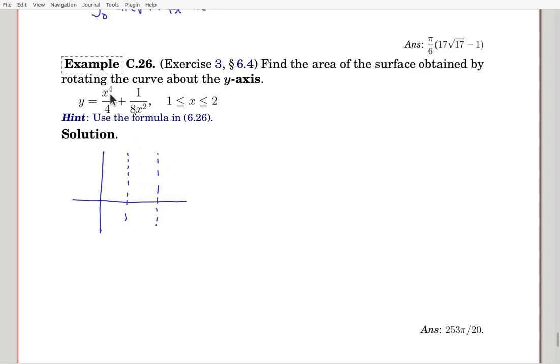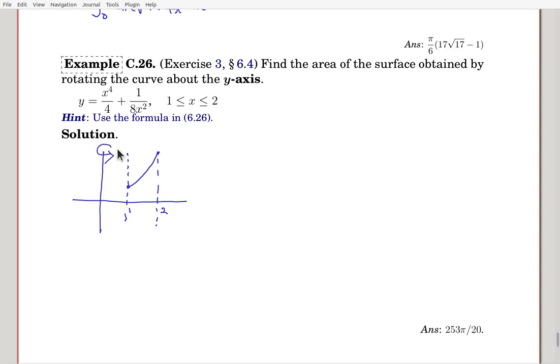We don't know exactly how the curve is made, but when x is 1, the value is 1 over 4 plus 1 over 8, so we have a point there. Once x is 2, that is 16 over 4, so 4 plus some small number, so it will be larger. So the curve is connected like that. Now that is rotated about the y-axis like that.